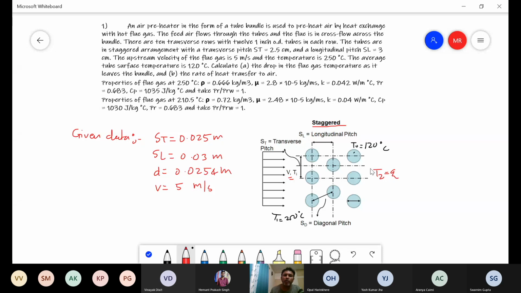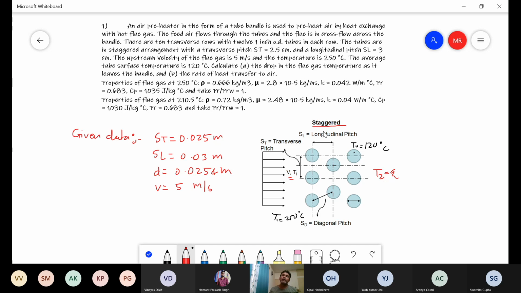Again, what has been given in this problem is the transverse pitch, which is given as 2.5 centimeter, so that becomes 0.025 meter. Longitudinal pitch is given as 0.03 meter. The diameter of each of these tubes is given as 1 inch outer diameter, so that becomes 0.0254 meter. Velocity on the left hand side is given as 5 meter per second, and the arrangement given here is a staggered arrangement.